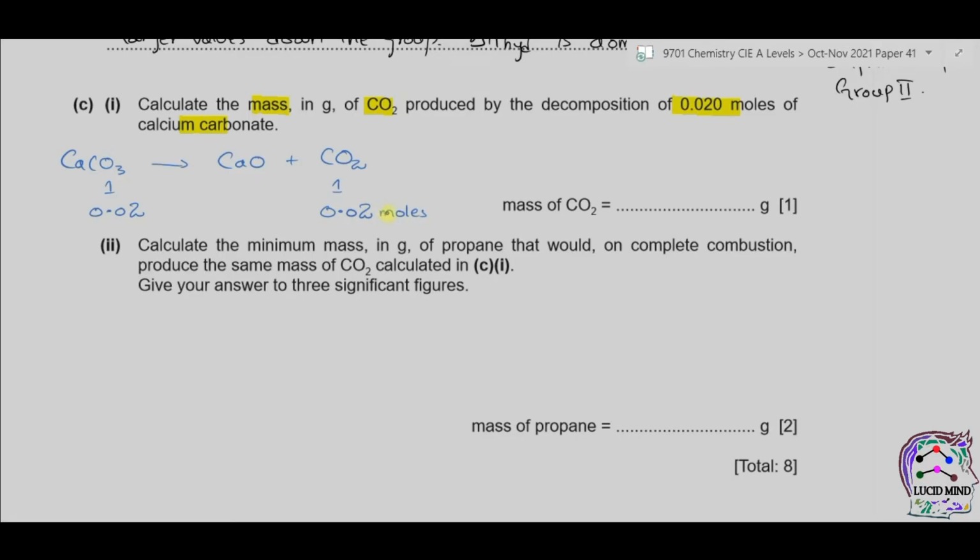Now converting these moles into mass, the formula is mass in grams is equal to moles into molecular mass. We have 1 carbon, which is 12. We have 2 oxygen, 32. So molecular mass is 44. Number of moles is 0.02 into 44. Mass in grams of carbon dioxide comes equal to 0.88 grams.